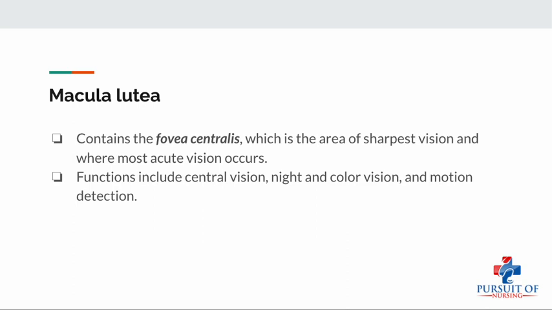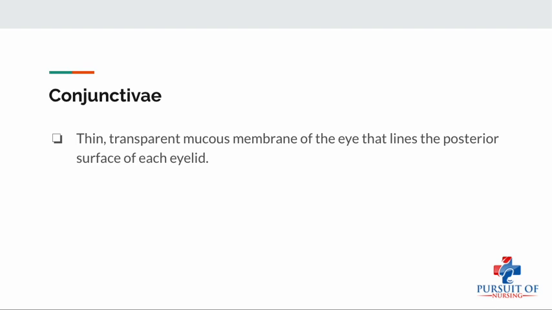The macula lutea contains the fovea centralis, which is the area of sharpest vision and where the most acute vision occurs. Its functions include central vision, night and color vision, and motion detection. The conjunctiva, think of it as being located over the sclera when the eye is closed. So it's a thin, transparent mucous membrane of the eye that lines the posterior surface of each eyelid.